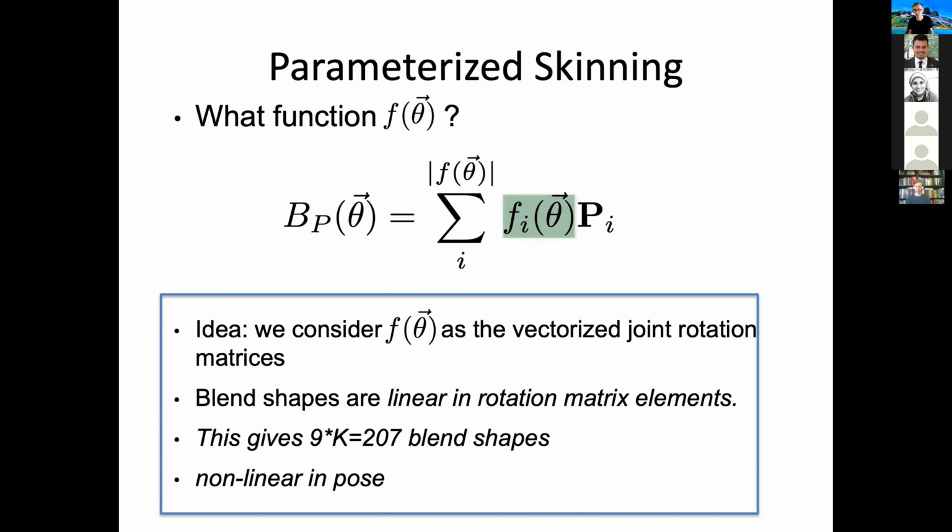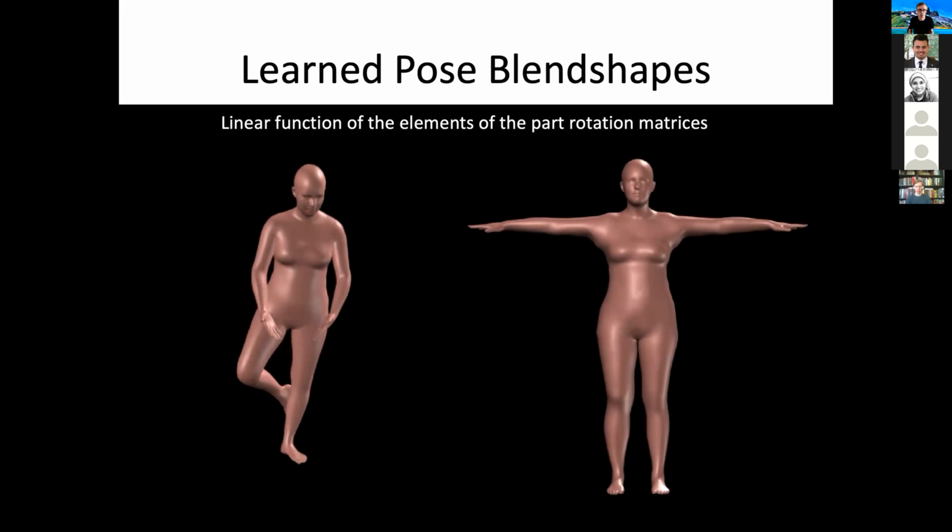I don't know, I'm getting 207, but whatever. And what this does is it makes the blend shapes non-linear in the pose parameters theta. And I'll show you what this looks like.